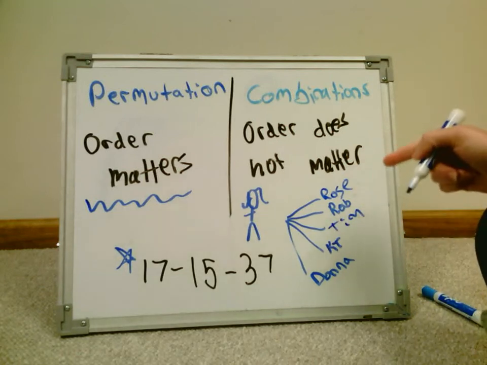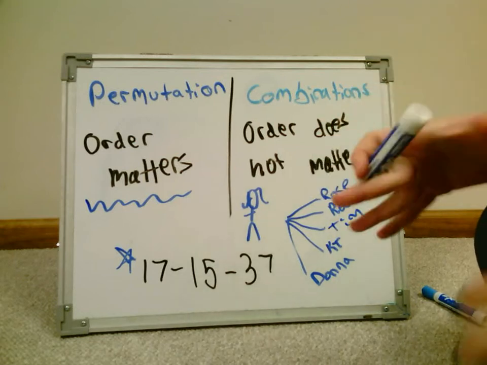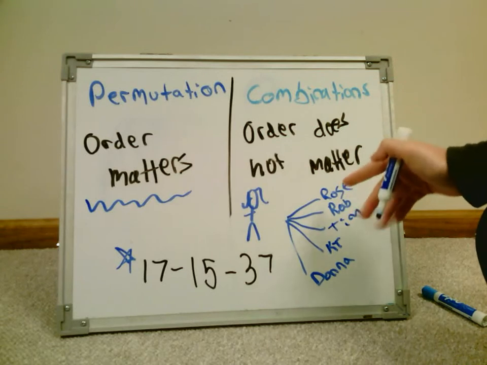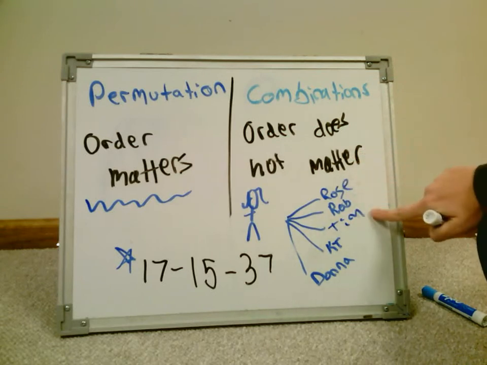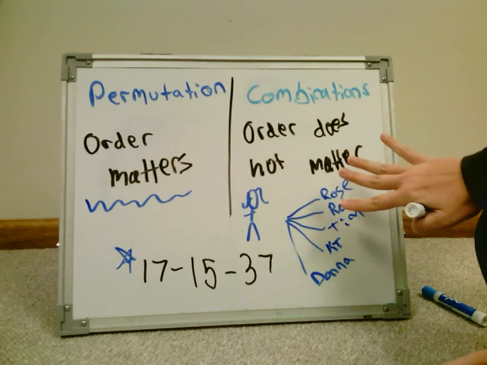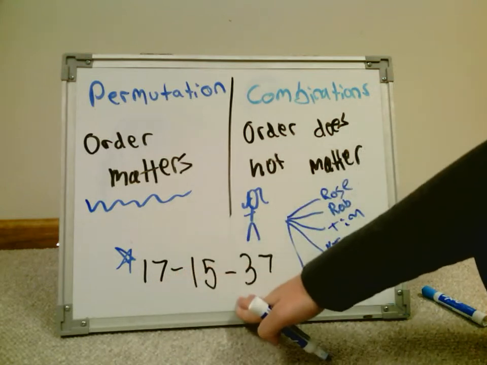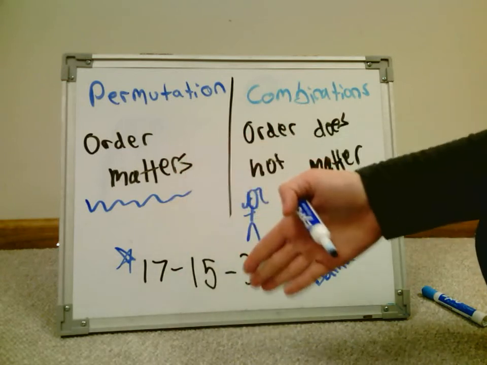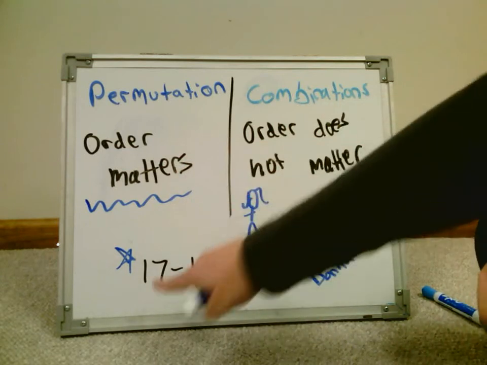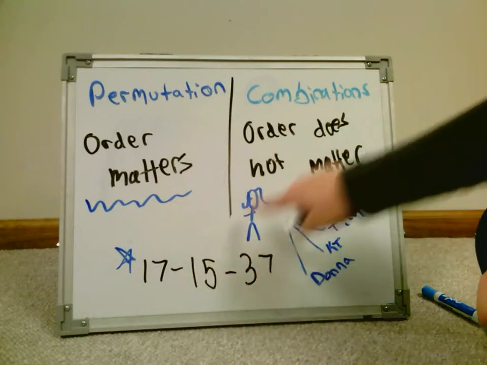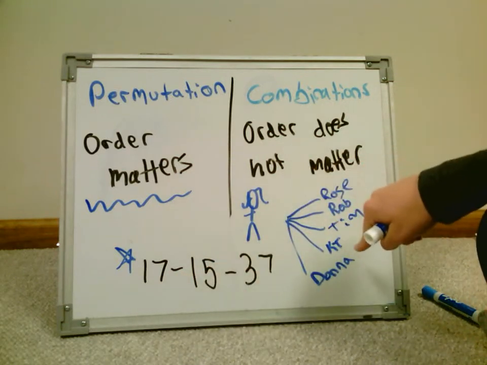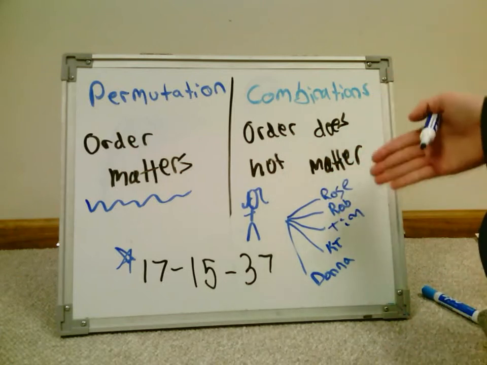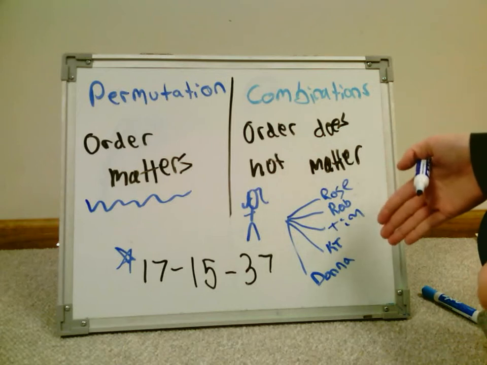Does it matter that I picked Rose first? No, because they're all getting to go on the field trip. So it's still the same 5 people, and changing where I wrote Rose and Tim is not going to change who gets to go on the field trip. Versus down here with the locker permutation, changing the order of these numbers makes the code not work anymore. So down here, the order matters. But over here, with picking who's going to come on the field trip, it doesn't matter who I picked first and who I picked last. These 5 people are still going to get to go on the field trip with me.